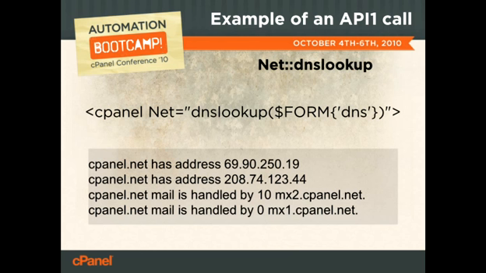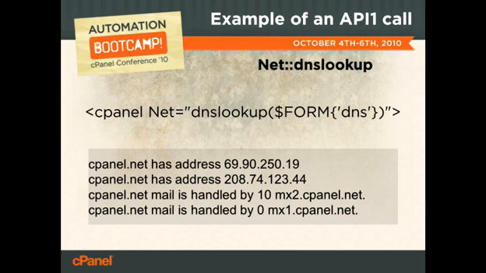This is net DNS lookup. What this API call does is return the A records and MX records for any domain you provide to it. When you call it, you use the cPanel HTML tag, and then as an attribute of it, you do net equals, colon, DNS lookup, which defines the function. DNS lookup is considered the function, while net is considered the API module. Then inside the parentheses, we have the parameters.